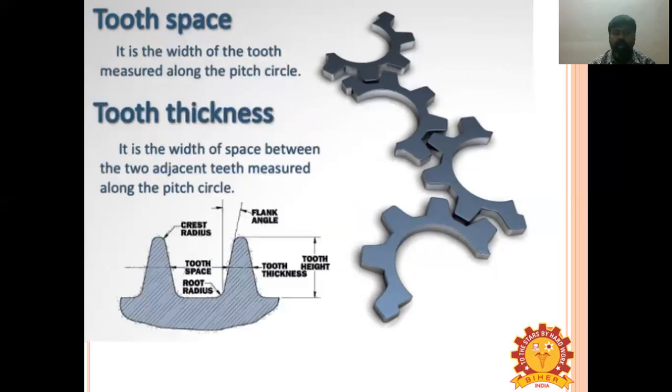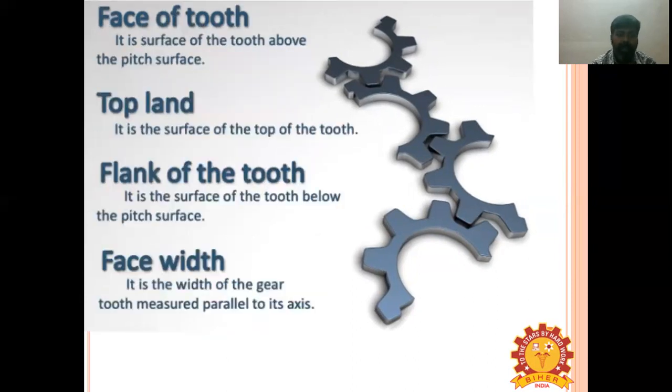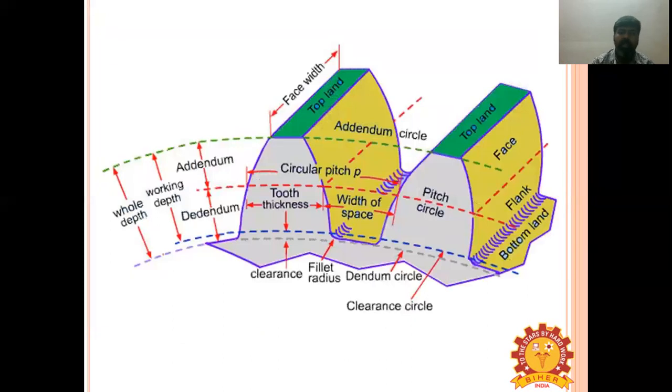So this is tooth space. Tooth space means the width of the space between two adjacent teeth measured along the pitch circle. And tooth thickness, what is the tooth thickness? It is the width of the tooth measured along the pitch circle. Backlash we already studied. So face of the tooth means the surface of the tooth above the pitch surface. Then top land. Top land means the surface of the top of the tooth. Then flank. Then face width. So these are all the terminologies of the gears.